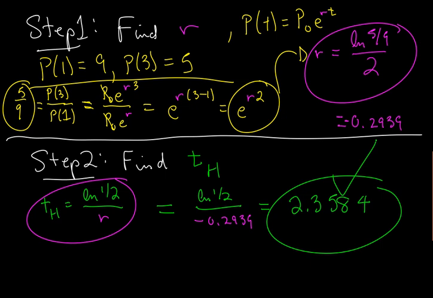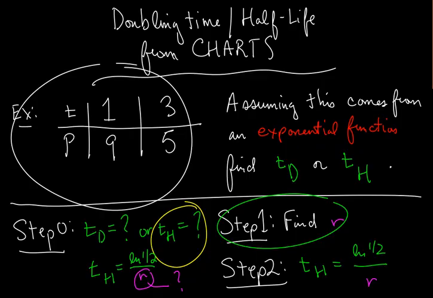Of course, we found the half-life. You could do the doubling time just as easily, in the same way. You just have to make sure that the chart actually allows that. So one thing you could try to do right after watching this video is to do the same exact problem, but put P of 1 equals 5 and P of 3 equals 9. So try switching these two numbers, and then the exponential function would be growing, and you could find the doubling time. The time should be exactly the same, actually. So hopefully you can check that for yourself. And that's all.